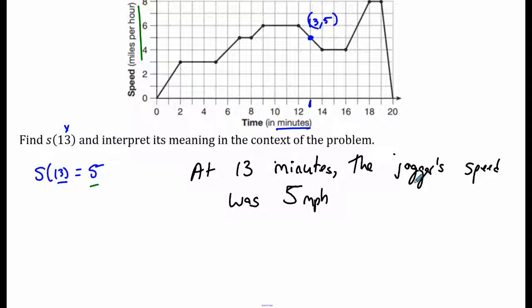So the big idea with this function notation is you understand whatever's in the parentheses is your input, and you're going to try to find the corresponding output. Because with functions, every input can only have one output. So when I plug in a 13, there can only be one number being spit out from that machine.